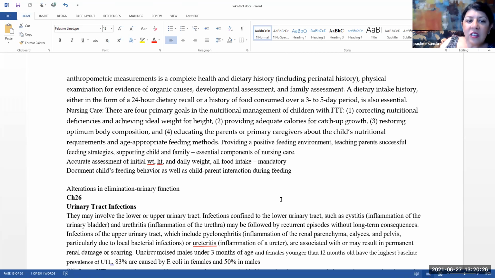You want to have an accurate assessment of the initial weight, height, and then do daily weights. We also want to record all food intake, that is mandatory, and then document the child's feeding behavior as well as the child-parent interaction during feeding. When the child is being fed, we don't want them to be distracted, and we want it to be a positive environment. So if they are being bottle fed, the parent should be looking at the child's face and making sure there is good bonding present.